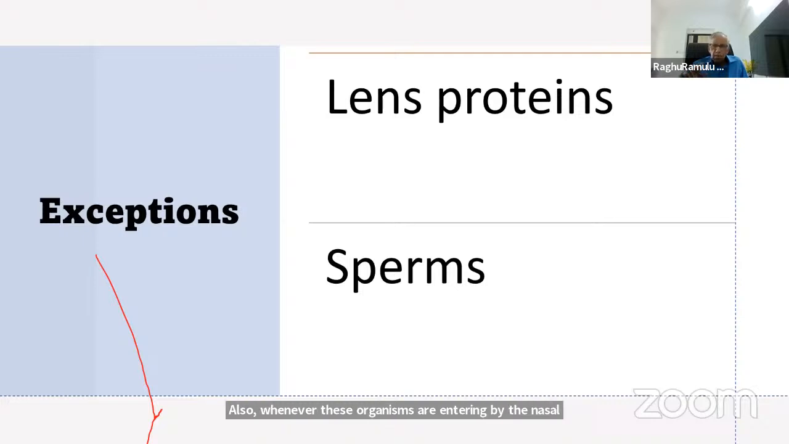So always, whenever a microorganism or an antigen is entering through the nasal pathway, nasal secretions are released, and then the antigen is encountered by IgA related to that organism. The bonding, etc., we'll discuss later on how this antigen-antibody bonding occurs, how it is precipitated, etc. We'll see at a later stage. Then we have cervix area.